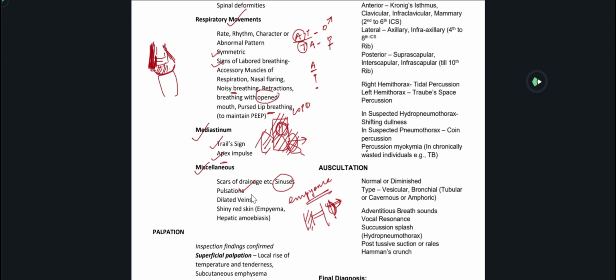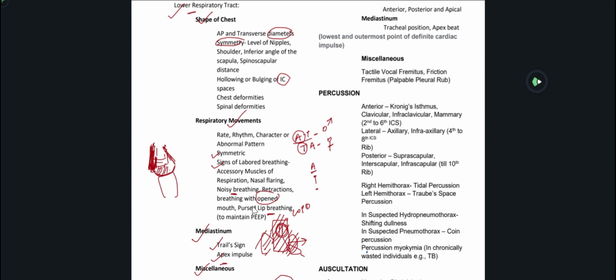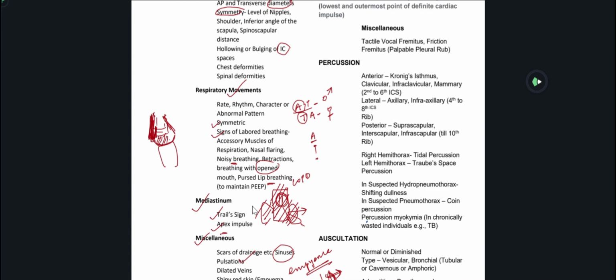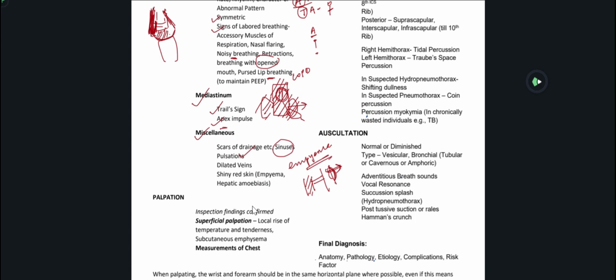You have to look for dilated veins, involvement of veins getting obstructed, like SVC obstruction, as might happen in a Pancoast tumor, or a shiny red skin, again suggestive of an infected empyema or hepatic amoebiasis. So all of these are the miscellaneous things which you have to look for. Okay, so till now, what have we seen? We have seen the inspection: the shape of the chest and all the points which we have to mention under the shape, the movements of the chest and all the points to mention in the movement, the mediastinum, two important points of the mediastinum, and miscellaneous points. Coming towards palpation.